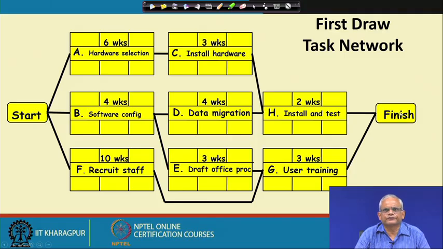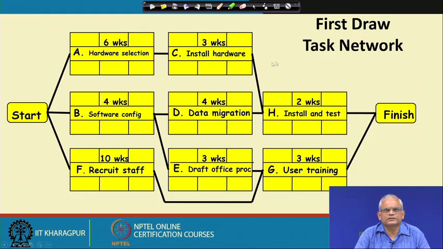Duration is 0. Start date of start task is day 0, and then A takes 6 weeks, B takes 4 weeks, F takes 10 weeks, that we can get from the table that has been given. For every task we write the name of the task and also the duration. Now, let us apply the forward pass.